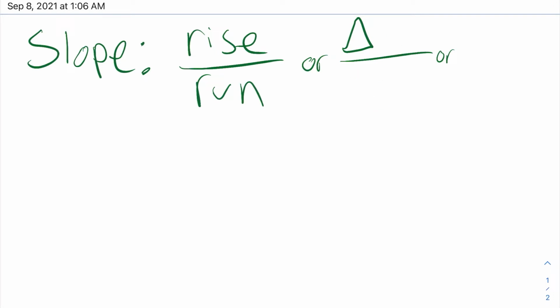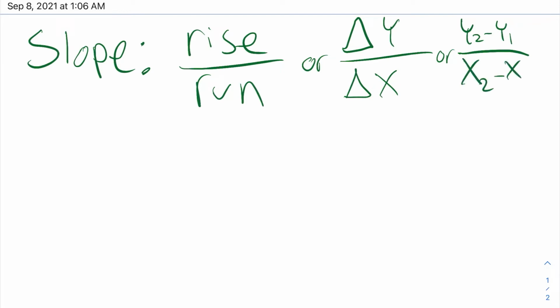Wow, Mr. Larson, you screwed that up. Okay, so this should be the change in y over the change in x. We always put y over x. Rise is our y-axis, run is our x-axis. Or we could take our y coordinates and subtract them, take our x coordinates and subtract them, okay?